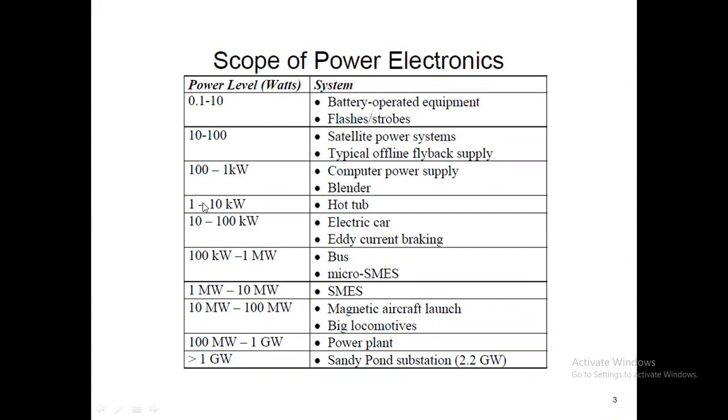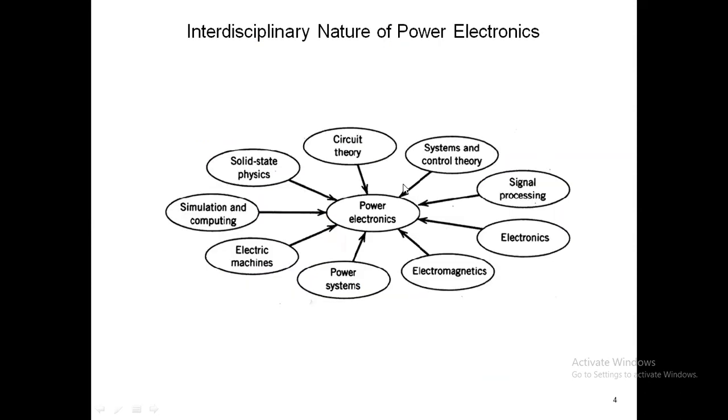If you look at 1 to 10 kilowatts, then it looks like a hot tub. These are examples of power levels in power electronics. From 100 megawatts to 1 gigawatt, we generally consider power plants. In these systems, we will be using power electronics to improve their performance. So it is a kind of application of power electronics that we can use to improve the performance of these general equipments. So let us proceed further.